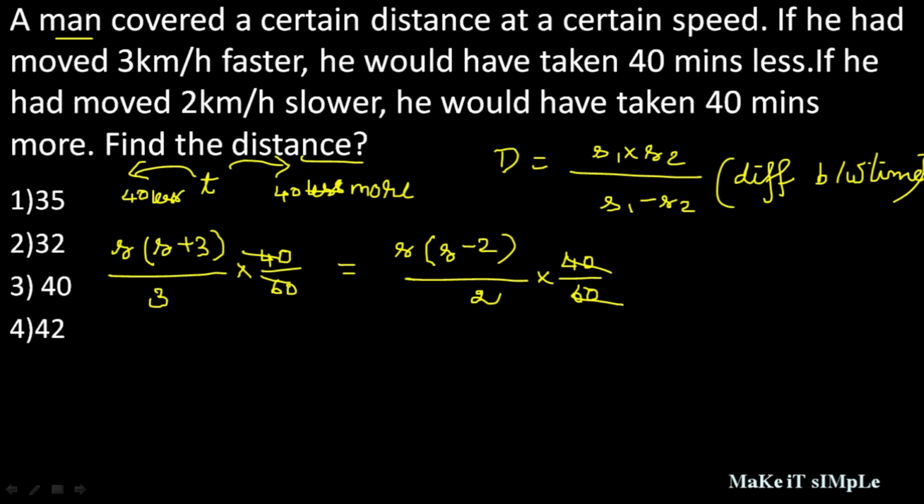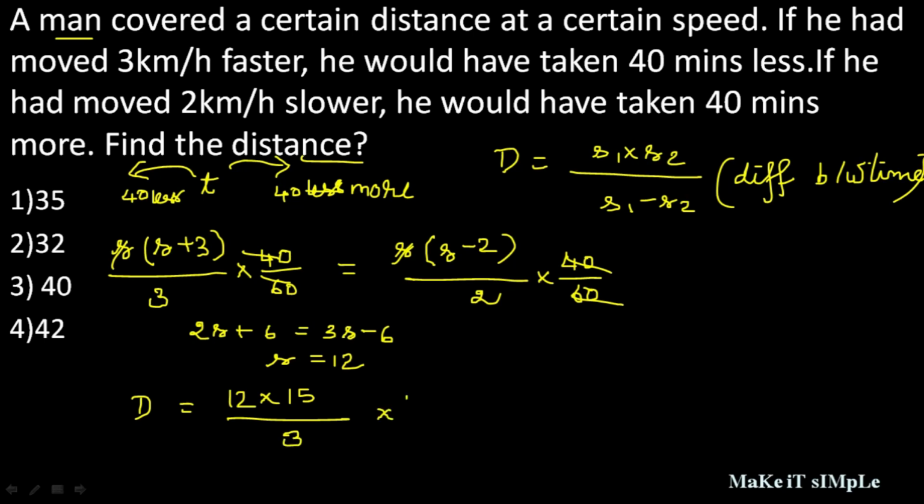Okay, now these two will be getting cancelled. What we'll be getting, and this s into s also will be getting cancelled. Then 2s plus 6 equal to 3s minus 6. Now s equal to 12. What we have to find? We have to find the distance. So we will take one equation, that is 12 into 15 by 3 into 40 by 60. When we equate, we'll be getting 6 here 2 times and here 5 times. So answer will be 40 kilometer. 2 into 5, 10, 10 into 4, 40. So 40 kilometer.